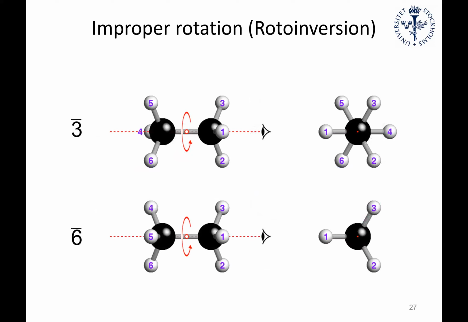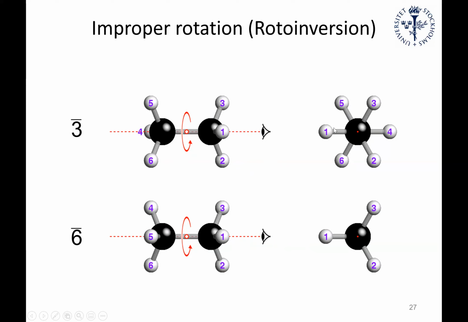Okay, but we can also have 3-bar and 6-bar. So these are two examples of ethane, but one is eclipsed and one is staggered. With the example 3-bar, let's say we start off with this hydrogen atom first, and our rotation axis is down the carbon-carbon bond. So let's look at it down the carbon-carbon bond.